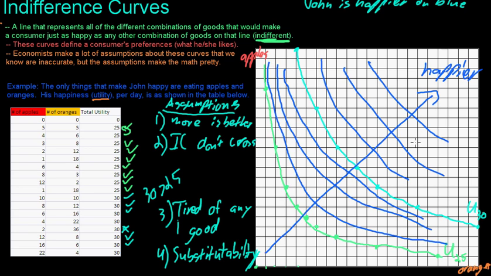So I hope that that's a clear introduction to indifference curves. This is by no means meant to be an exhaustive list. This is just meant to be an introduction. And I've tried to explain the key points without getting into too much detail.